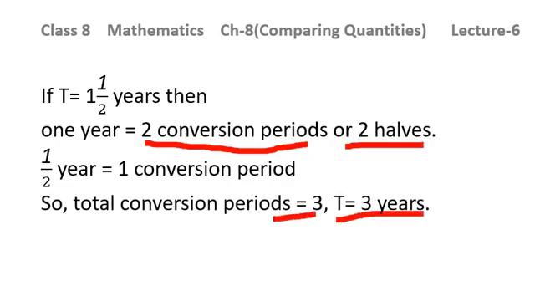As I told you, in case of semi-annually or half yearly, rate will be divided by 2 and time will be multiplied by 2. Time was given to you as 3 by 2 years. So 3 by 2 into 2, as we have seen in the previous slide also, will give you 3 years. So time will be 3 years.